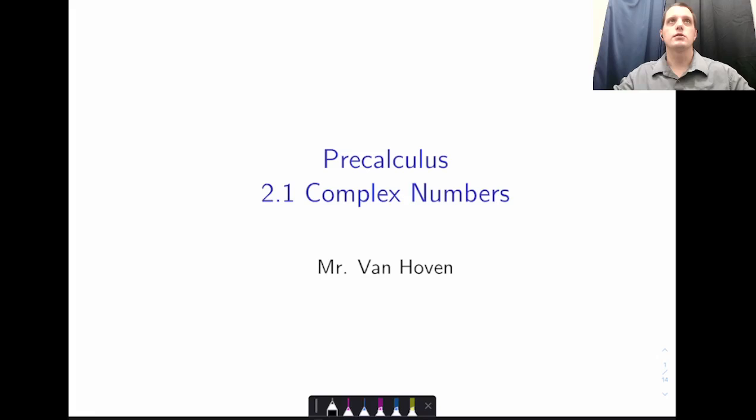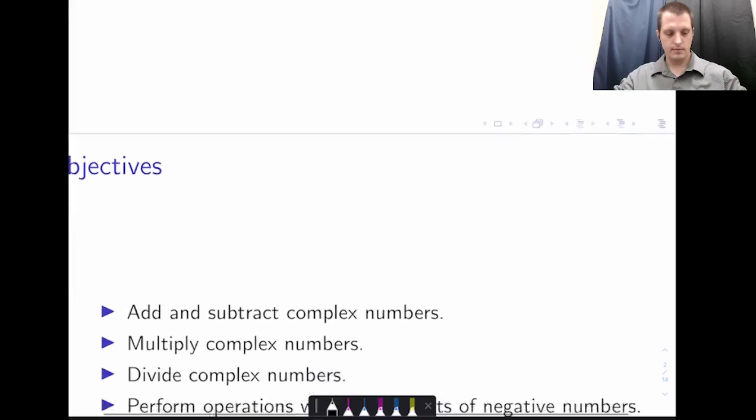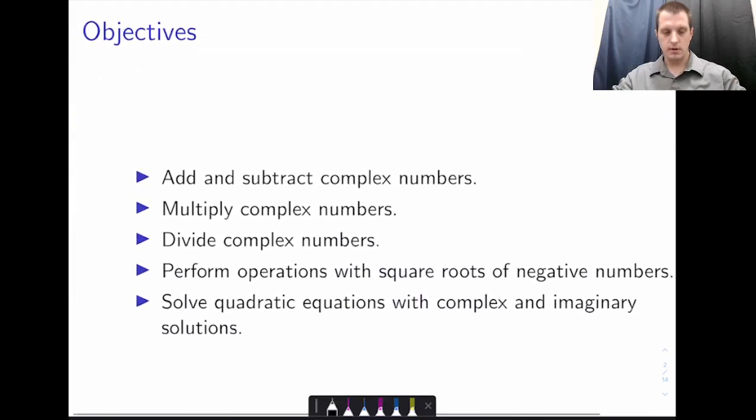Pre-calculus, section 2.1, complex numbers. Today's objectives: to add and subtract complex numbers, multiply complex numbers, divide complex numbers, perform operations with square roots of negative numbers, and to solve quadratic equations with complex and imaginary solutions.